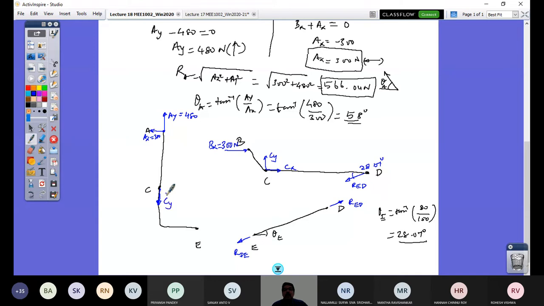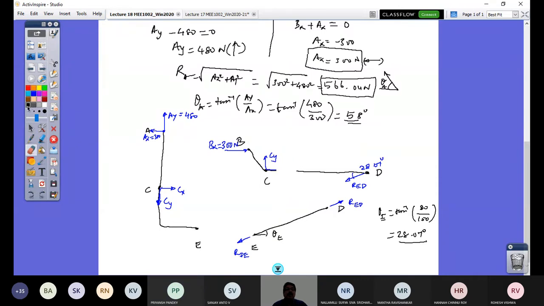That's my Cy. And Cx, I would take it in this direction. So looking at this, I can take it in this direction. That's my Cx. If we take that Cx in this direction, I should carefully do it here. So I just correct it here. So Cx should be on the left side, sir. Yeah, then I will change it here.